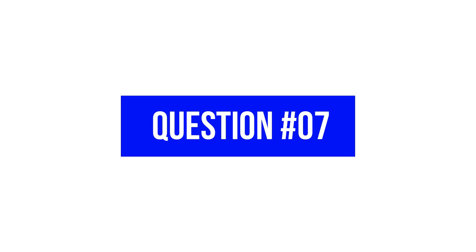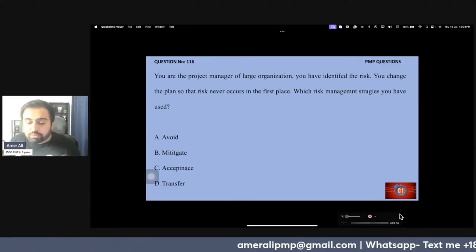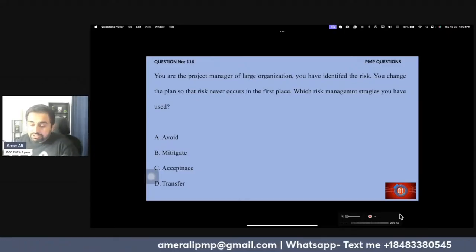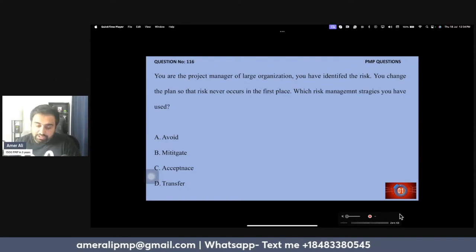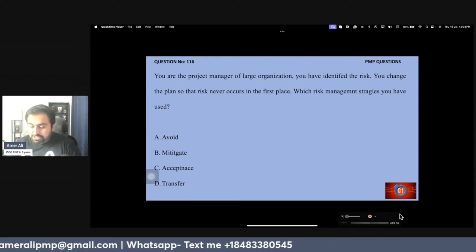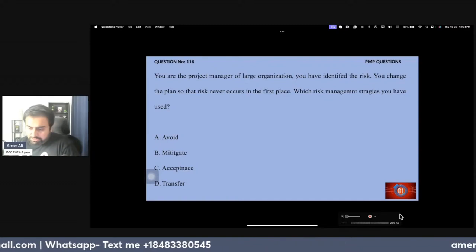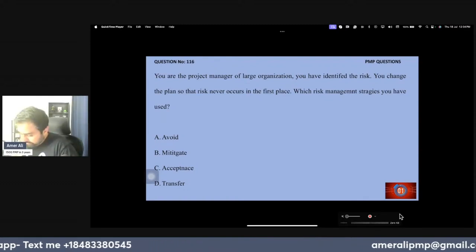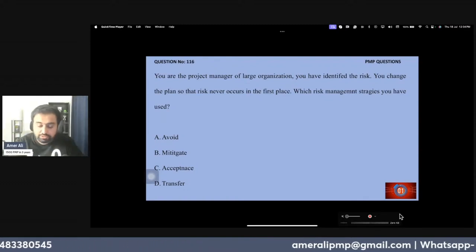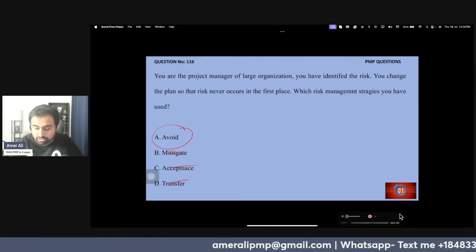Next question. You are the project manager. You have identified the risk. You change the plan so that the risk never occurs in the first place. Which strategy have you used here? The risk never occurs in the first place, so it's not transfer, acceptance, or mitigate. It's avoid. A is right.